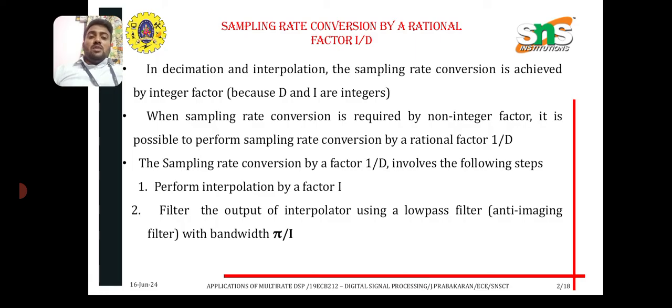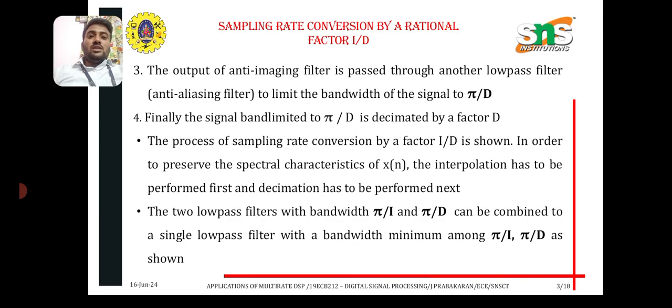First step is to perform interpolation by a factor I. Second step is to filter the output of the interpolator using a low pass filter with bandwidth pi by I. And third step, the output of the anti-imaging filter is passed through another low-pass filter to limit the band of the signal to pi by D. D means decimator. Finally, the signal band limited to pi by D is decimated by a factor D.